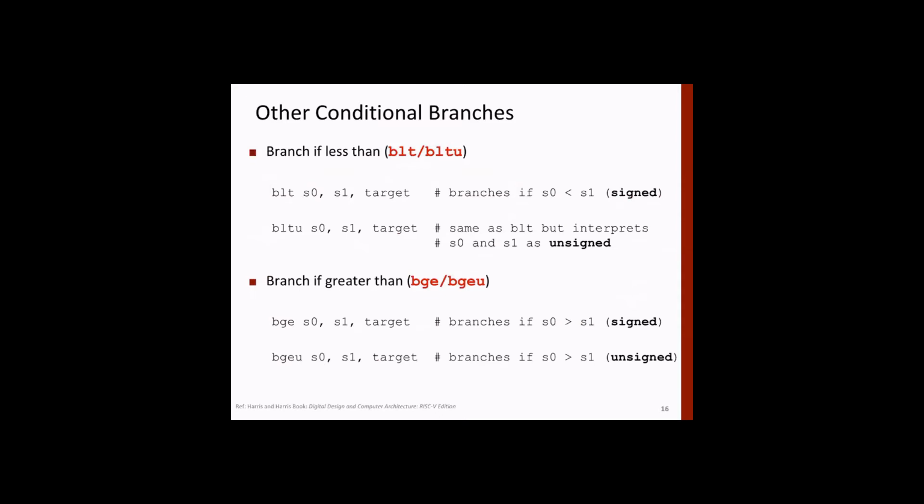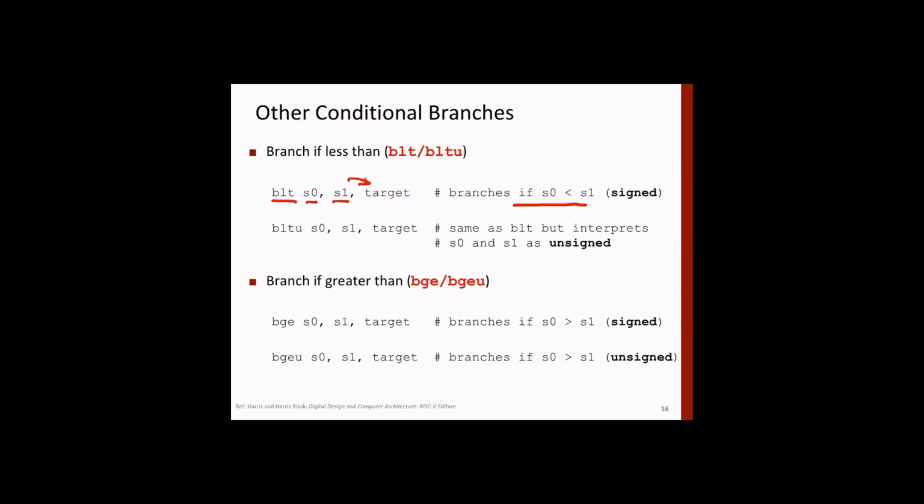Similarly, there is a statement which says branch if less than. For example, BLT is branch less than: if the contents of S0 is less than the contents of S1, then jump to target. In the comment field it is given as: if S0 is less than S1, then jump to target. But here S0 and S1 are signed integers. It means they're in 2's complement form.